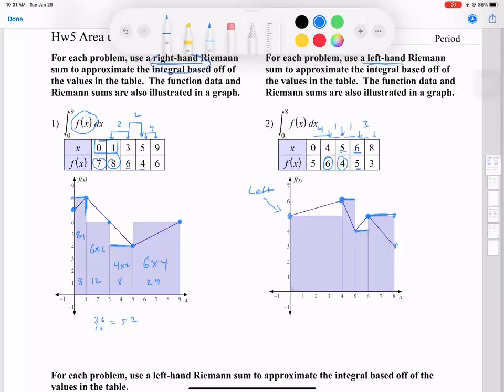So in the picture, obviously you can see this is 5 times 4, right? But if I just give you the table, I want you guys to notice that too. For these two sets of numbers, are we going to use the y value of 5 or y value of 6? We are going to choose the y value of 5 because that's on the left side, and because I asked you for the left-hand Riemann sum. What's the base? Between 0 and 4, that's going to be 4. So 4 times 5 is 20.